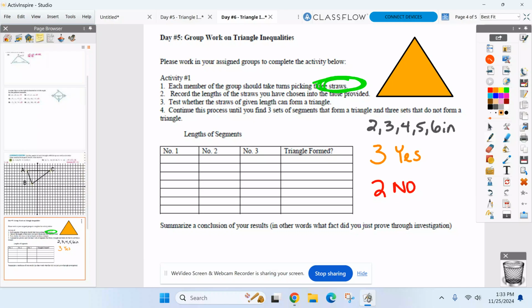Wait, so we don't need to do the whole thing. No, physically we can't. We can establish the pattern between 3 yeses and 2 no's. What's that? That's 6. This is 5 or 4. Why is this one 4.5?